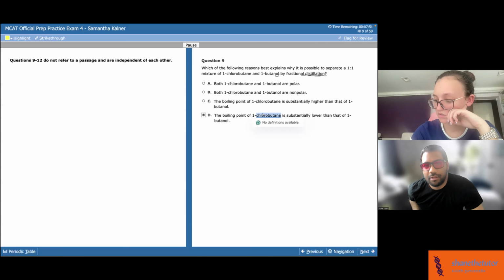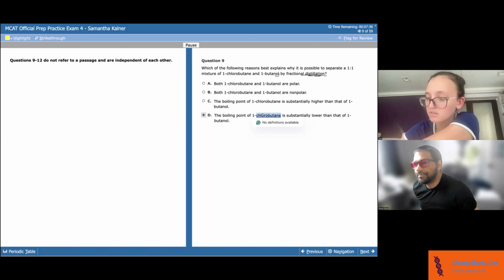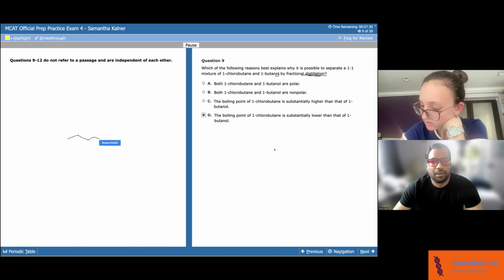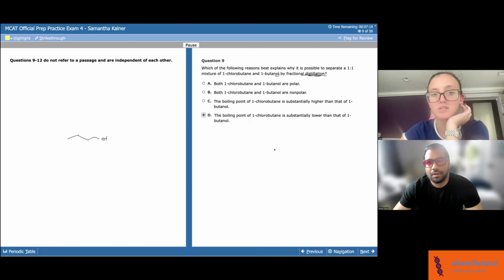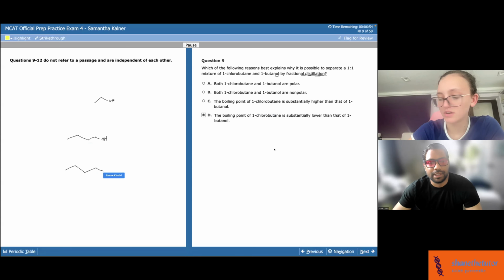So the OL means there's an OH in alcohol, right? So it's like an O and then the OH on the end. But wait, I thought that was a double bond? And then chlorobutane. Wait, but that's ethanol. Butanol would be different. Oh, ethanol is this. Eth means 2 carbons. But means 4. And the OL means alcohol, an OH group. And then the same for butane, and then chlorobutane would be this.